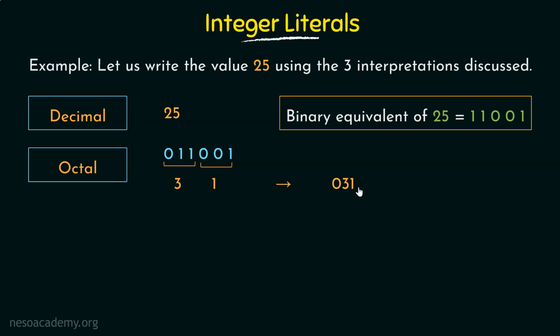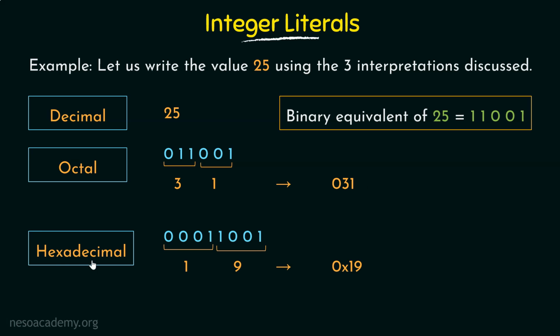But first of all, let us also discuss the hexadecimal. Again, in order to convert the binary equivalent of 25 to the hexadecimal equivalent, we can take the binary value and divide it into groups of 4 bits. Just like we did 3 bits here, we can divide it into groups of 4 bits, and then if you convert those 4 bits into decimal, we will get the hexadecimal equivalent. So here we need the hexadecimal equivalent, and our value is 11001.